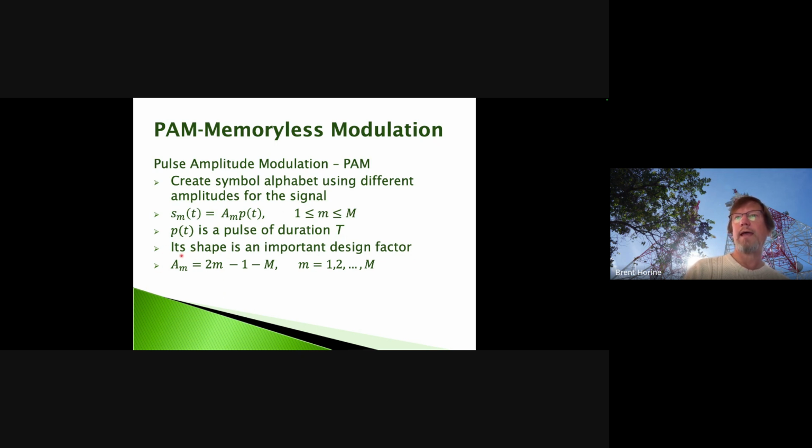So A sub m here, we're going to encode as 2 times m minus 1 minus cap M. Okay, and what does this do? This helps us balance the spacing about 0, right? You can plug in some values there.